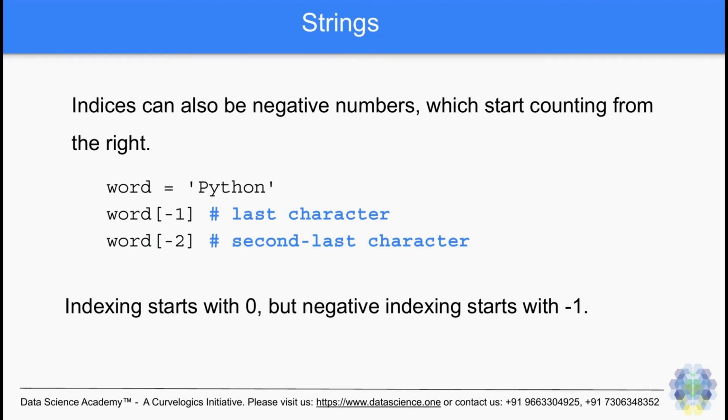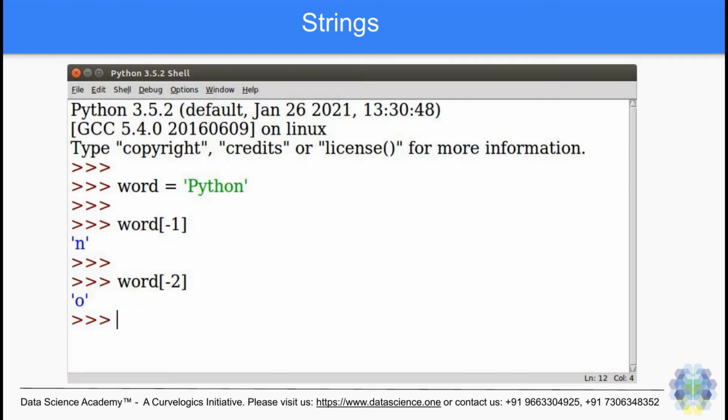Indices for strings can also be negative numbers, which start counting from right to left. Using our previous example of word equals Python, try out the following string operations. Indexing starts from left to right starting with 0, whereas negative indexing starts from right to left, starting with -1. In this example, word[-1] returns n as the output. word[-2] returns o as the output. Play with more examples by yourself.